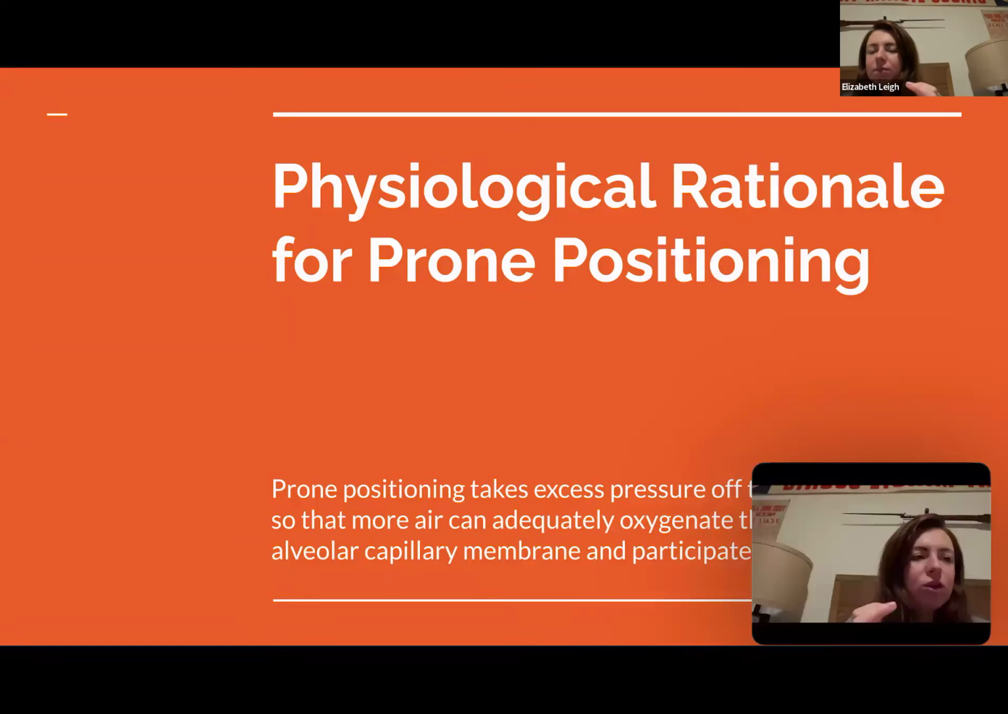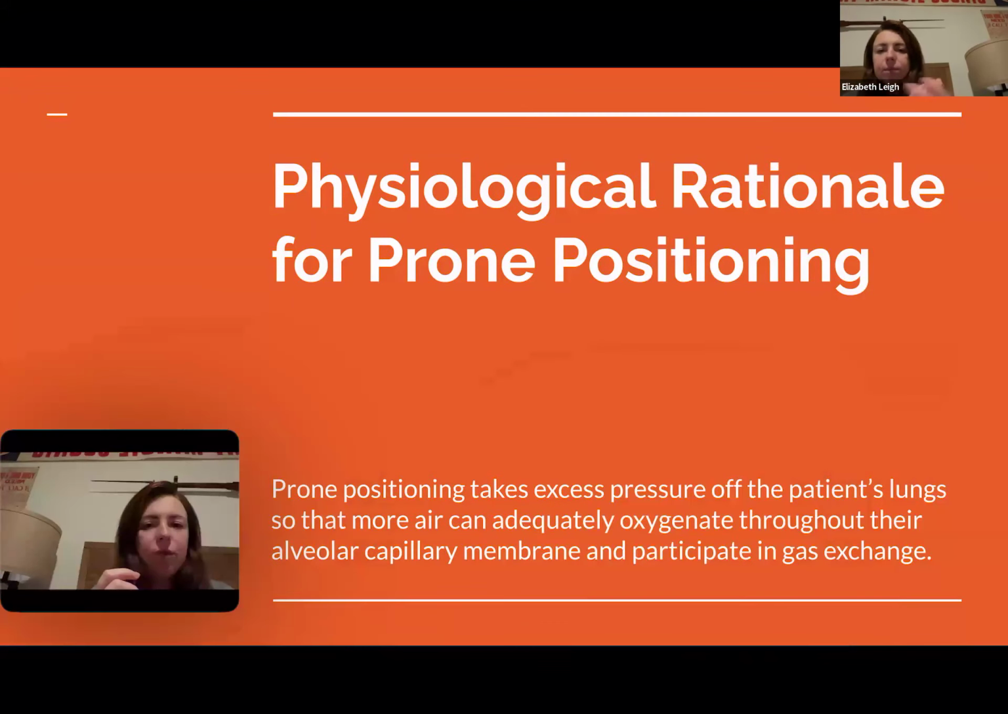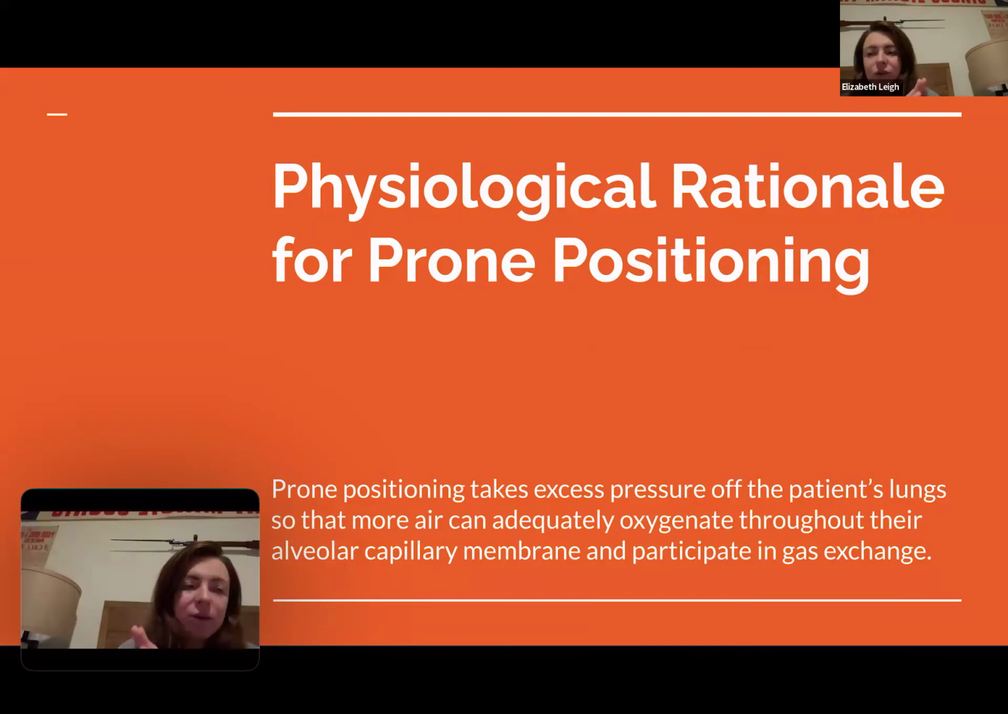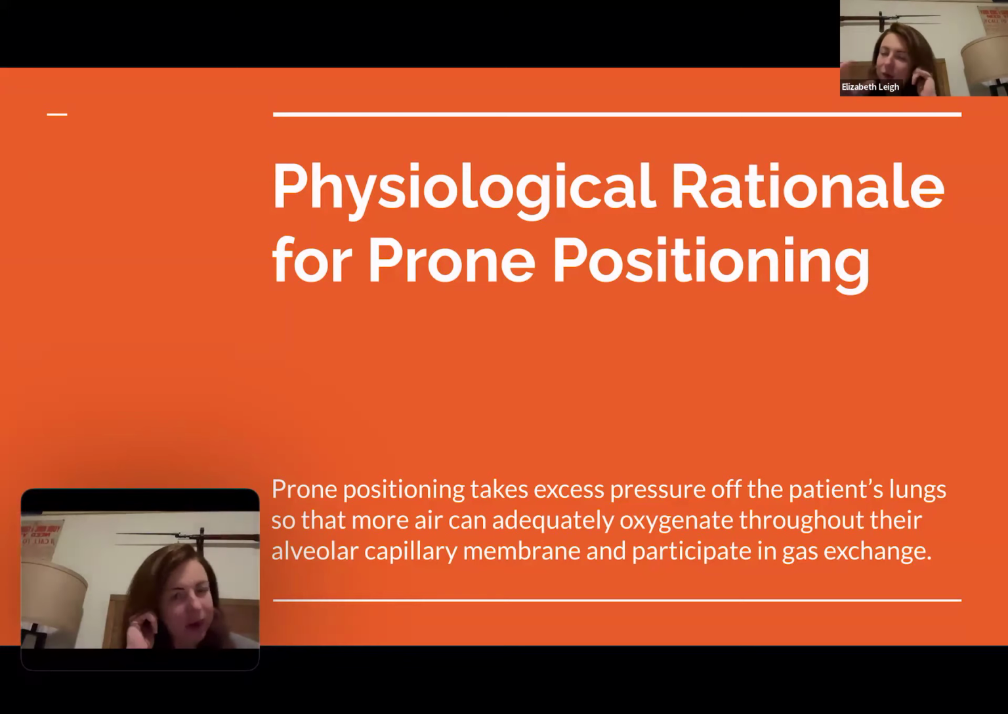So, prone positioning, here, I'll move this over. Prone positioning takes excess pressure off the patient's lungs so that more air can adequately oxygenate throughout their alveolar capillary membrane and participate in gas exchange. Think about how we talked about gravity, right? Sometimes gravity really works with us, and other times gravity really works against us. In the same way, how your body is positioned is going to affect your pressure, just like your pressure is going to affect gravity, right? And they all work together.